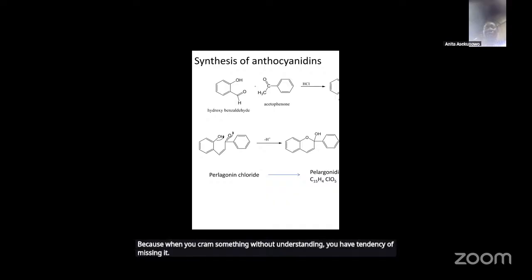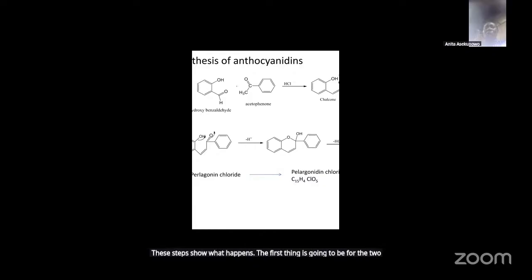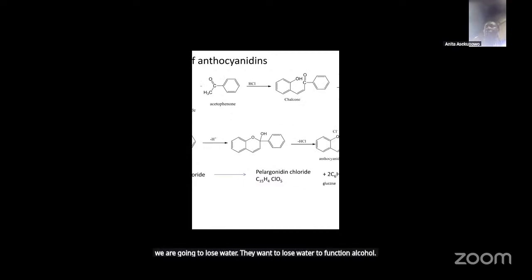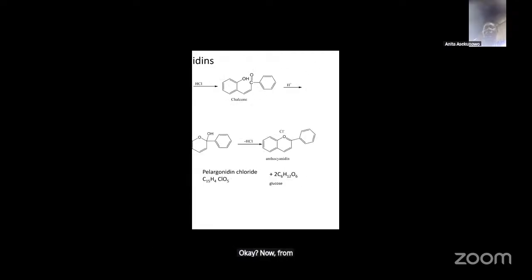Okay, if you look at this synthesis, you realize the steps show what happens. The first thing is that the 2 compounds are going to form 1 compound, which is chalcone. What are they forming it by? In the presence of an acid, what happens? We are going to lose water. We are going to lose water to form chalcone. Okay? Now, from that chalcone, what happened again?